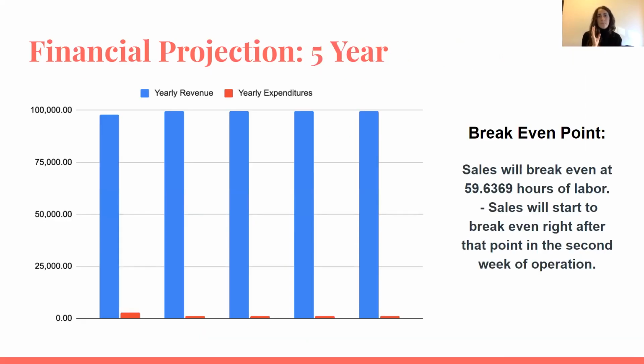So here's a basic overview of our financial 5-year projection. As you can see, as I talked about before, our yearly expenditures are very low. And so what's incredible about our company, with the very low risk that we have, is we'll be able to break even at around 60 hours of labor. So sales will basically start to break even and make profit after the second week of operation.